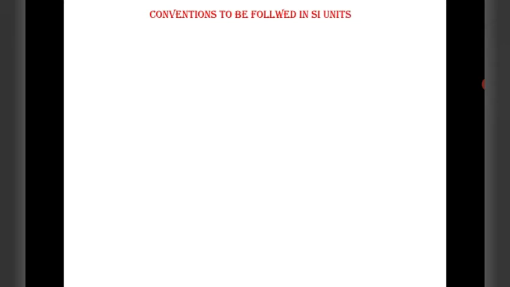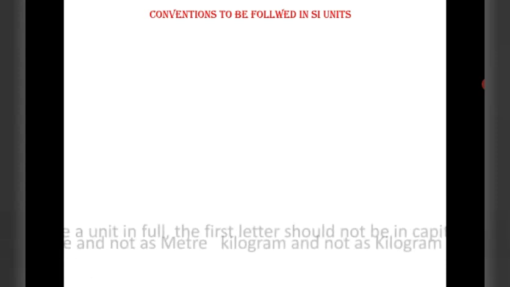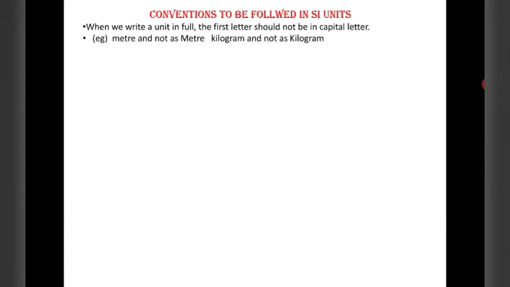Conventions to be followed in SI units. This is very important, guys. You should know the rules for how to write the SI units. When we write a unit in full, the first letter should not be a capital letter. Like meter, you can see meter should be in the small letter, not in the capital letter, and kilogram should be in the small letter, not in capital letters. It is very important, guys.